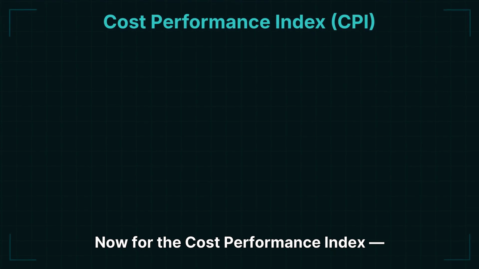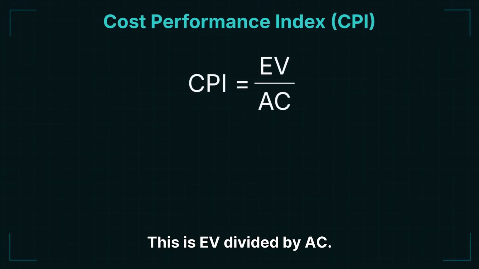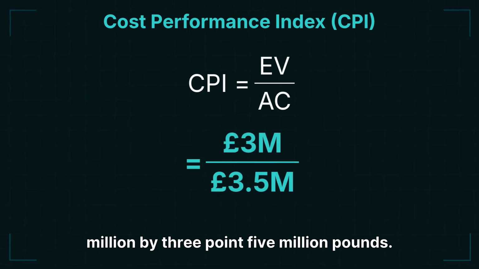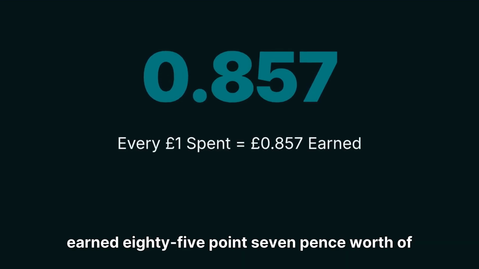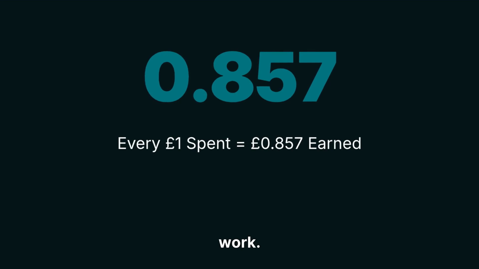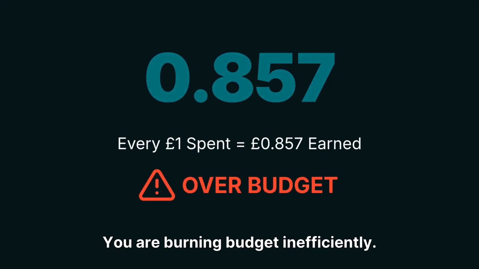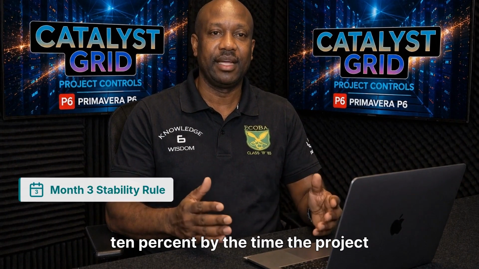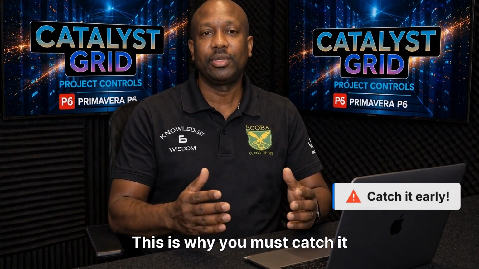Now for the Cost Performance Index, CPI. This is EV divided by AC. In our project example, we divide 3 million by 3.5 million pounds. The result is 0.857. For every pound you've spent, you've only earned 85.7 pence worth of work. You are burning budget inefficiently. And critically, research shows that a CPI established by month 3 of a project almost never improves by more than 10% by the time the project ends. This is why you must catch it early.